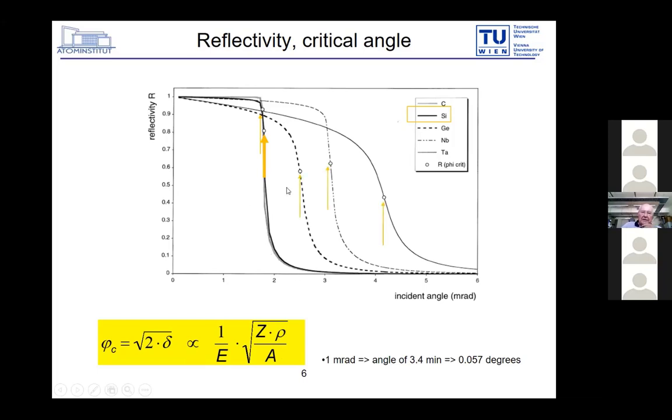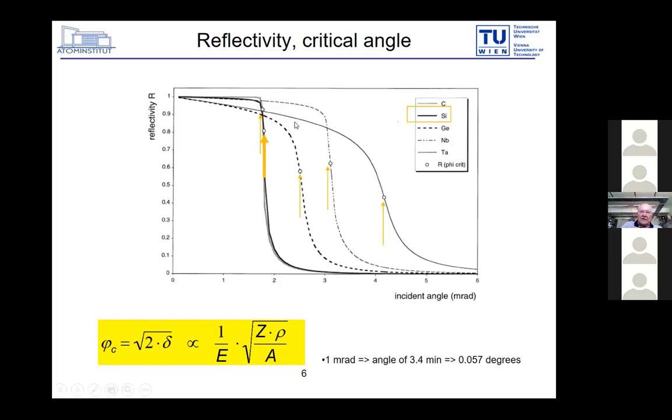And then the other materials like germanium, niobium, and tantalum. So you see, as the tantalum has the highest density, it has the highest critical angle, and the reflectivity curves are looking like this. This is for some interesting experiments when you want to increase the critical angle to allow still working in total reflection geometry.